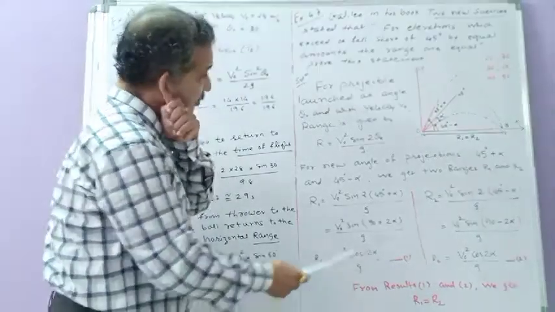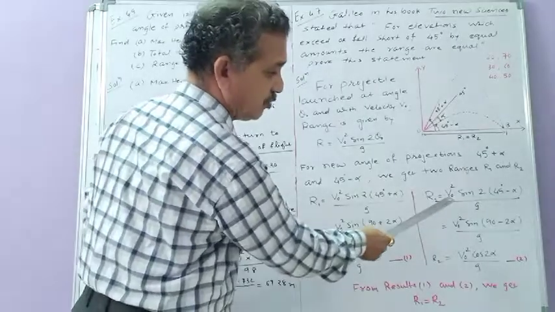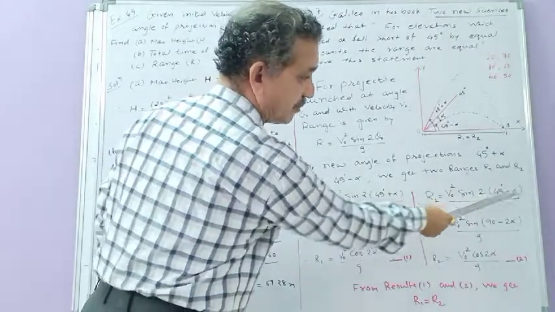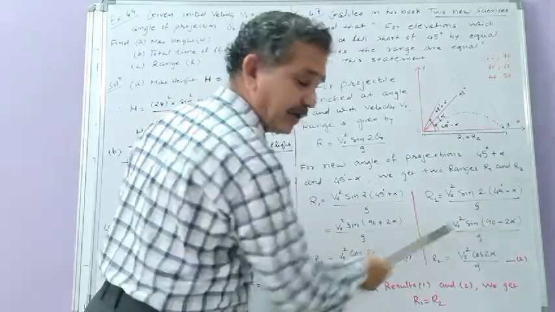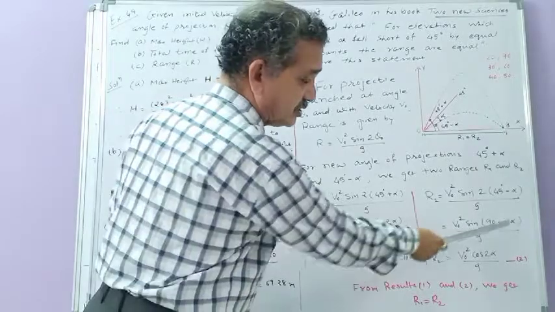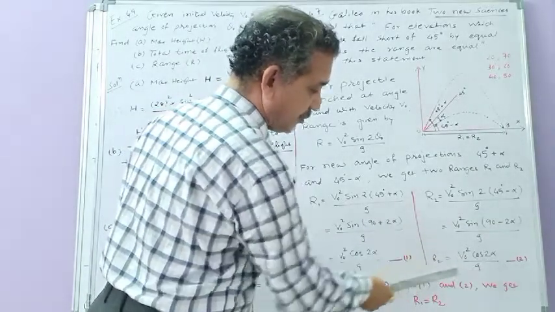Now at the same time you consider another angle of projection 45 degree minus alpha. तो R2 equal to v0² sin 2(45 degree minus alpha). 2 को अंदर लीजिए तो v0² sin(90 degree minus 2 alpha). तो again this is a conversion function, sin converting into cos. तो v0² cos 2 alpha upon g.